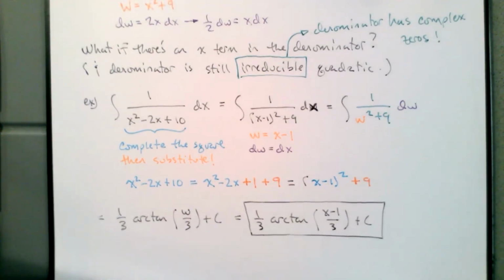If the denominator has real zeros, then we do something different. But we just want to see how algebra gets us a lot of mileage out of knowing the integral of 1 over x squared plus a squared and x over x squared plus a squared.